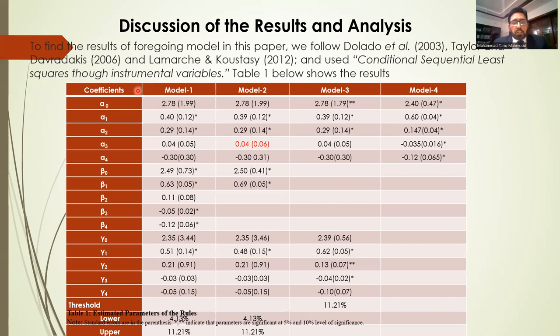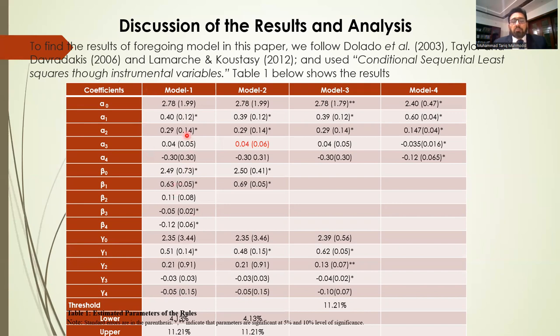This is Table 1 in the paper. Obviously, we are presenting in PowerPoint, so it is still Table 1. This is the estimated parameters of all four models which we have discussed earlier. These are the alphas of all the four models. These are the betas, and these are the gammas.